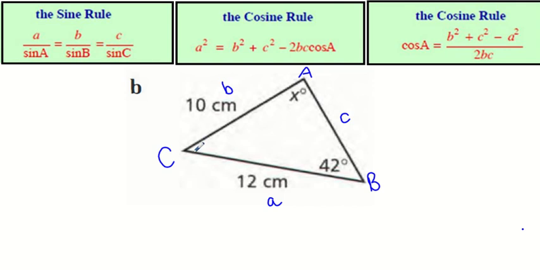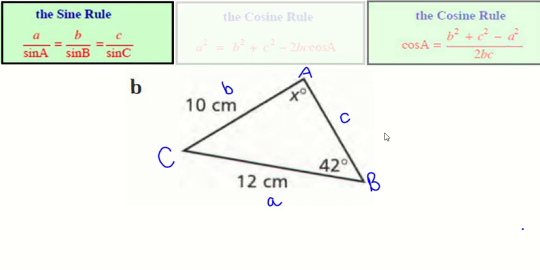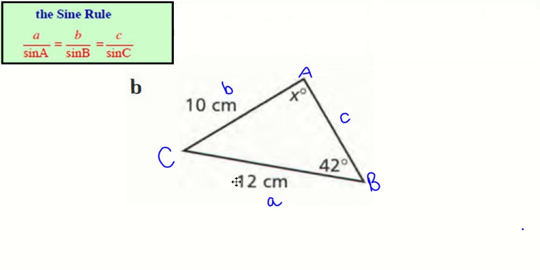So the cosine rule is not actually going to work here because I would need all sides for the missing angle one. I'm not trying to find a missing length, so I can cancel these out. But let's just double check that the sine rule is going to work.